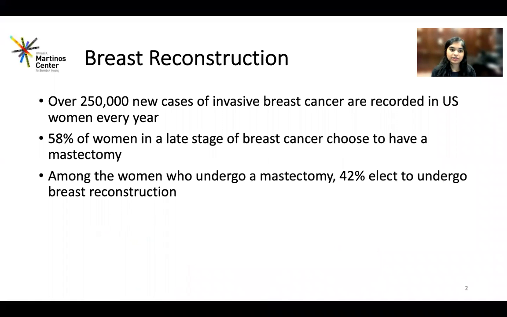Over 250,000 new cases of invasive breast cancer are recorded in US women every year. And 58% of these women in a late stage of breast cancer choose to have a mastectomy. Breast reconstruction is a common way to restore the quality of life of these women after they undergo a mastectomy. And more than 40% of women who have a mastectomy for breast cancer treatment choose to undergo breast reconstruction.